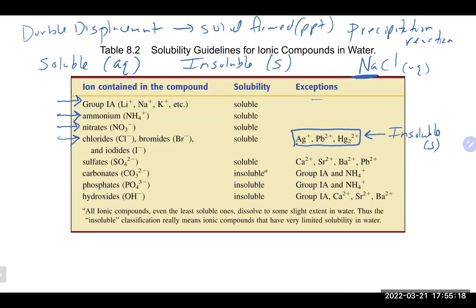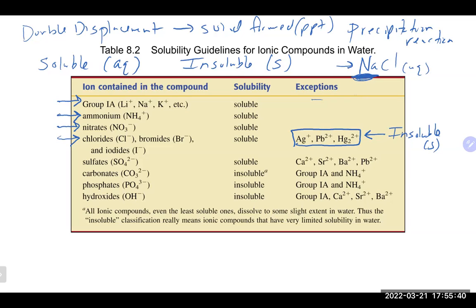So for example, up here, our sodium chloride. We want to look at chloride in this case. It is soluble in everything except for silver, lead, and mercury. In this case, that obviously is not silver, lead, or mercury. So it is soluble. That also agrees with the sodium being soluble in this case. So that's why we do have the aqueous there.